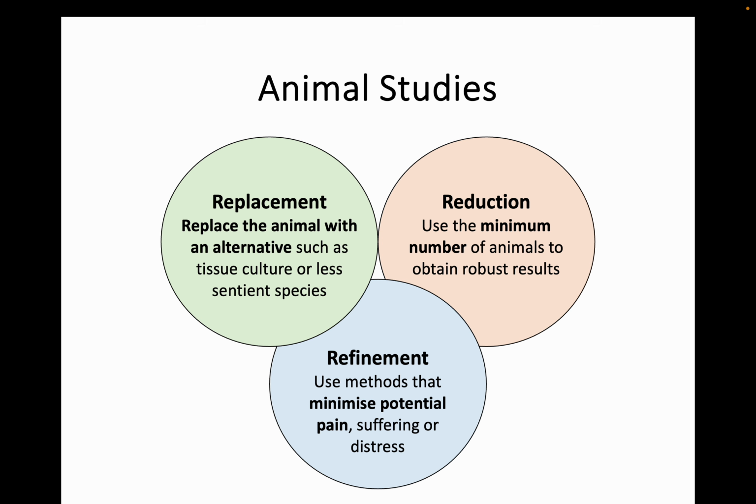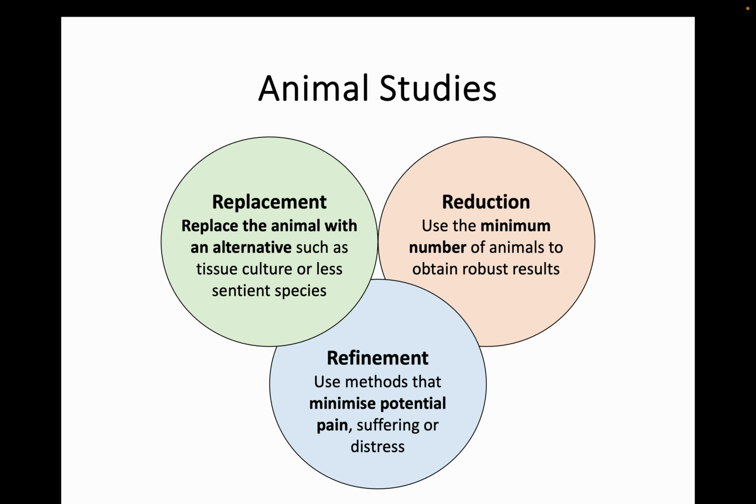The other is reduction. So again, you need to have robust, reliable results, but do you need to do this on 10,000 mice? Could you do it on 1,000 mice? Could you do it on 100? Again, the clue is in the name, but reduction, using the minimum number of animals to obtain robust results. So trying to keep, again, the suffering to a minimum.